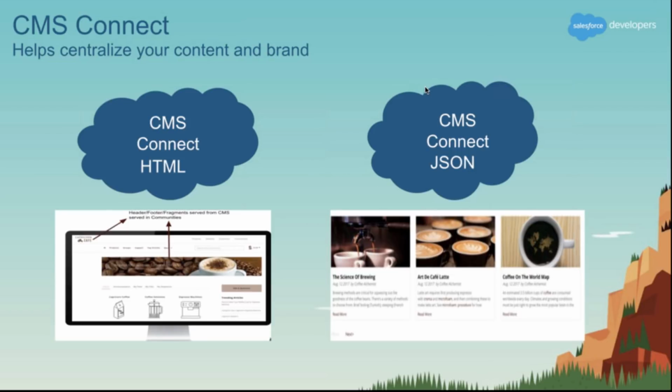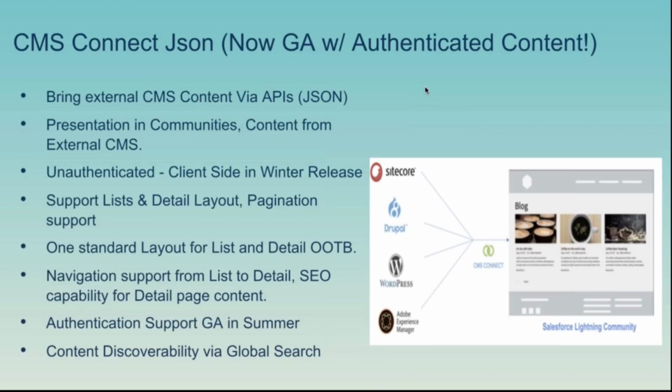And we have two connectors within CMS Connect. We have an HTML connector and we have a JSON connector. With the HTML connector, you're able to pull in a lot of the banners, headers, footers, HTML fragments from your external CMS. And with CMS Connect JSON, you can actually pull in lists of content as well. So now I'll hand it off to Jagdish, who can talk you through more on CMS Connect JSON and what we've done in that space.